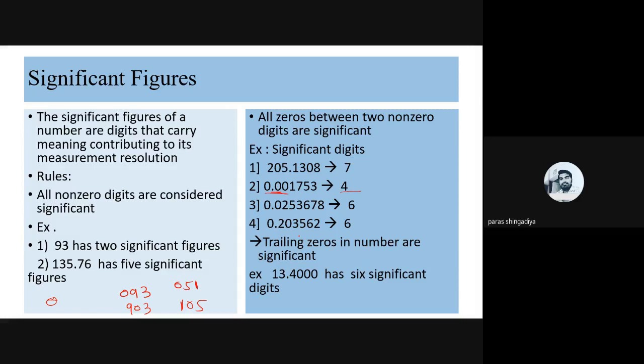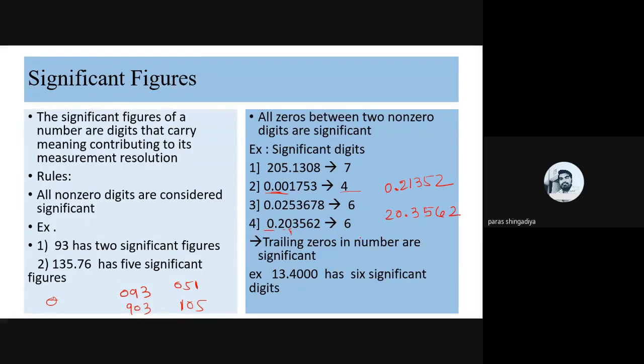Next, 0.203562. The zero is in between 2 and 3, so that will be counted as a significant digit, and the leading zero is not counted. So 203562, there are six significant digits. What is the answer for this one? 0.21352. How many significant digits are there? Yes, 5. Correct.